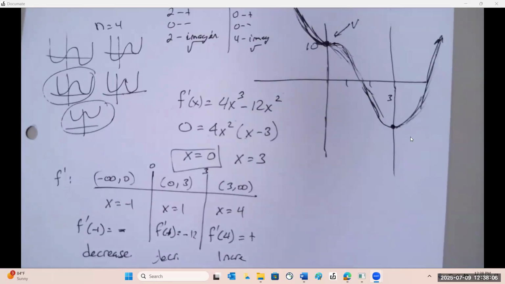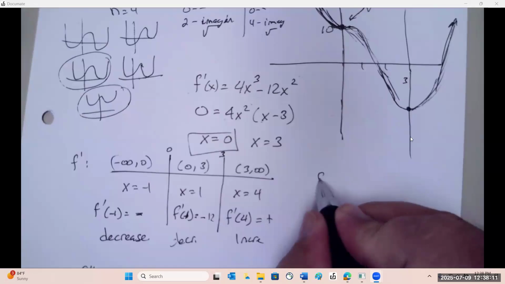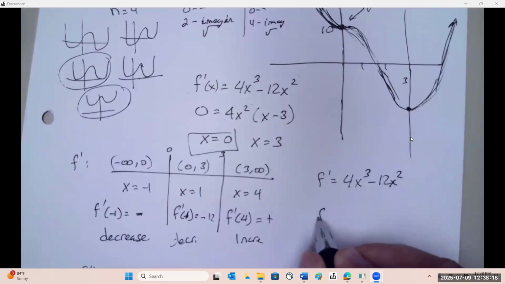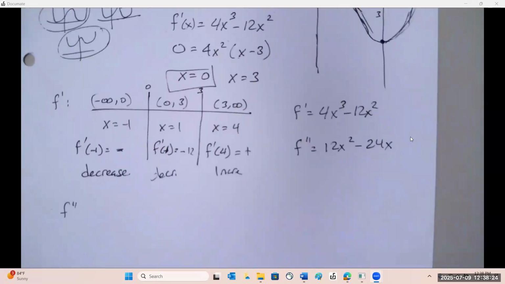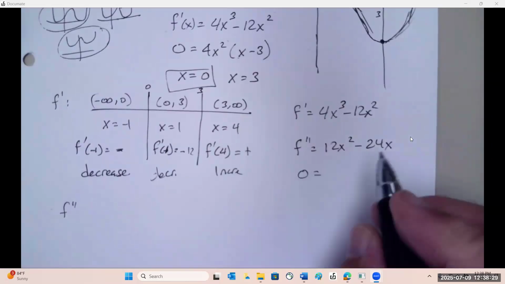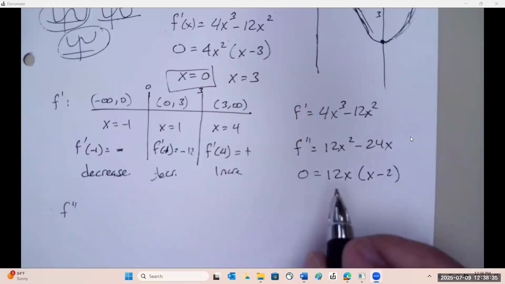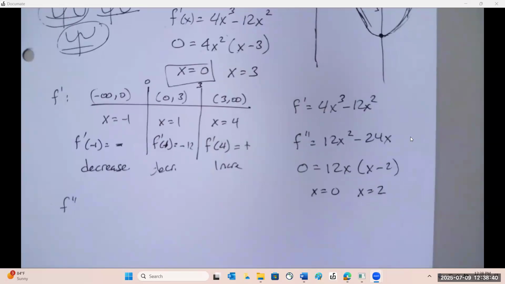Let's look at the second derivative test. If the first derivative was 4x cubed minus 12x squared, the second derivative is 12x squared minus 24x. Set that equal to 0. We got 12x times (x minus 2). So it equals 0 at 0 and at 2. We have a point of inflection.